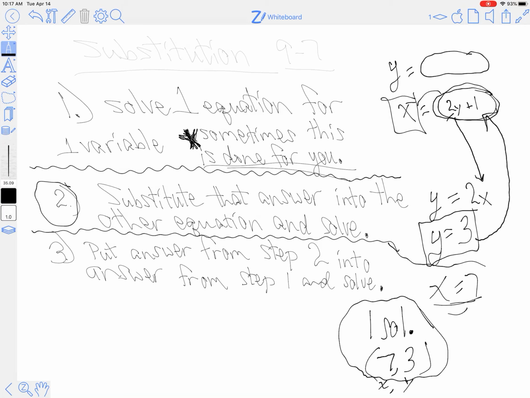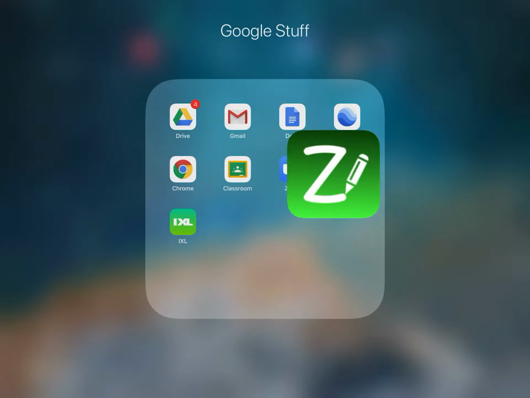Okay, so that's just kind of a quick example, some stuff I just made up. I'm going to go over to IXL here and maybe do a few of these problems with you. So make sure you write these 3 steps down somewhere or have them saved somewhere so you can look at them and help yourself work through these problems.